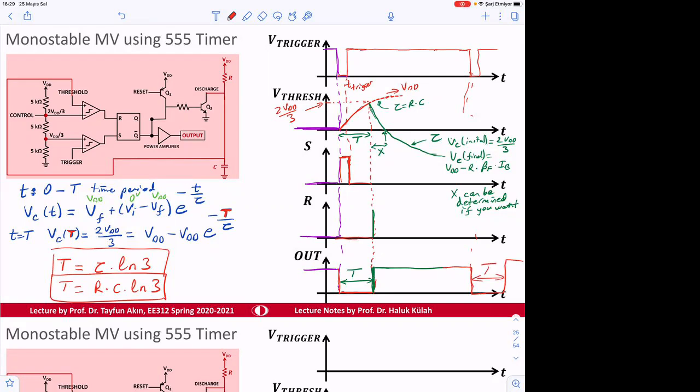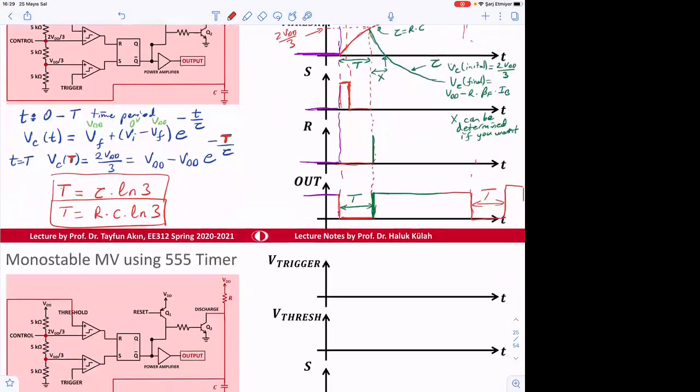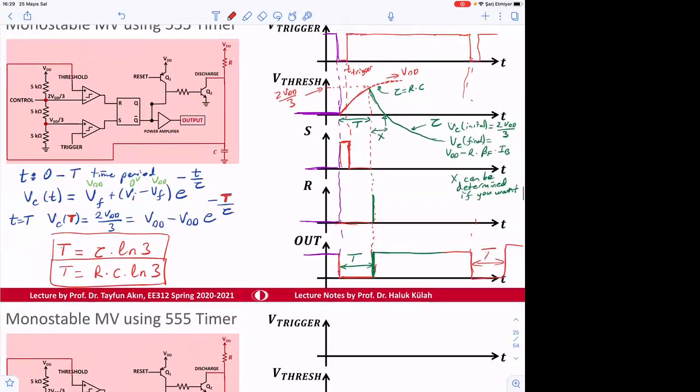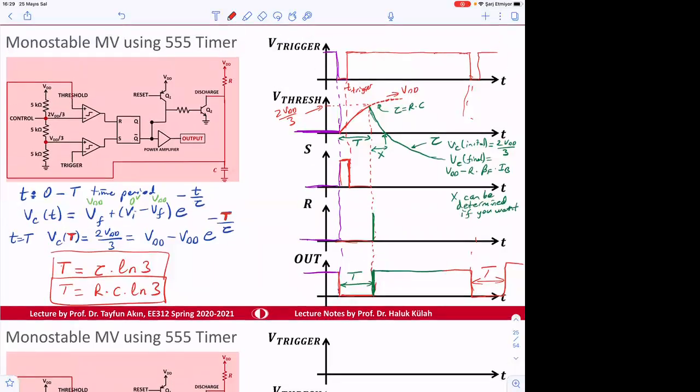So I hope this monostable operation is clear, and please let me know if it is clear. If not, I'll try to explain it again. If yes, then we'll stop here and give a break, and then continue with new subjects.